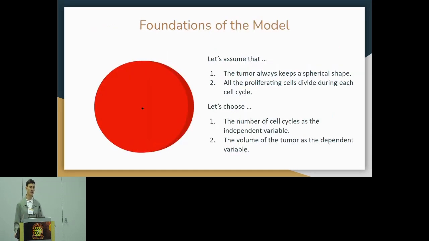So how can we convert this knowledge about cancer into a model? Let's assume that a solid tumor always had a spherical shape, and that all the proliferating cells divide during each cell cycle. So we can also choose our independent variable to be the number of cell cycles, and our dependent variable, the volume of the tumor.